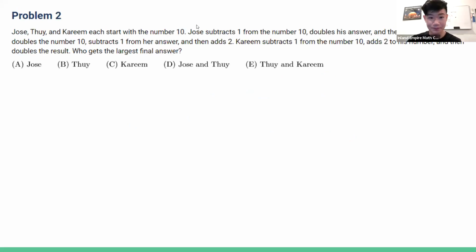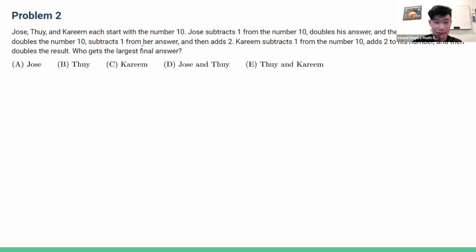Problem 2, also not bad. Jose, Thuy, and Kareem each start with the number 10. Jose subtracts 1 from the number 10, doubles his answer, and then he adds 2. Thuy doubles the number 10, subtracts 1 from her answer, and then adds 2. Kareem subtracts 1 from the number 10, adds 2 to his number, and then doubles the result. Who gets the largest final answer? So we got C, I believe. Yeah. So how do we approach this?